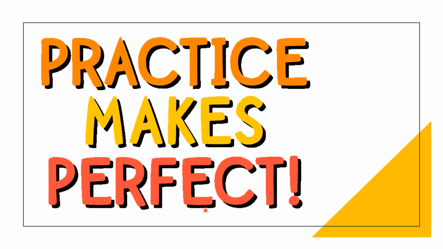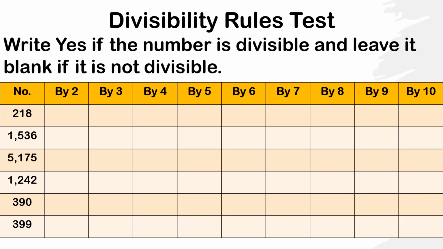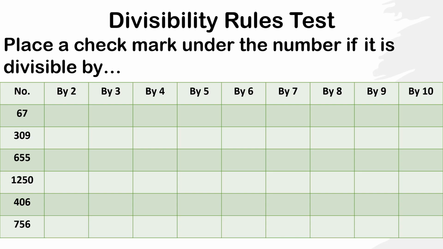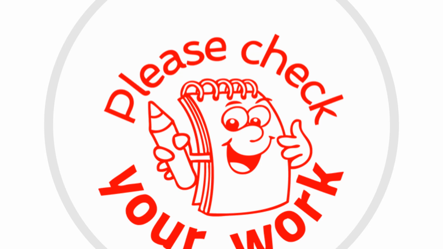Practice makes perfect. Please answer this divisibility test. Write yes if the number is divisible by the number in each column, and just leave it blank if it is not divisible. It's time to test yourself again. Place a check mark under the number if it is divisible by the number in each column. It's time to check your work.